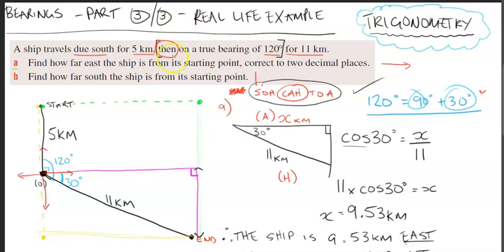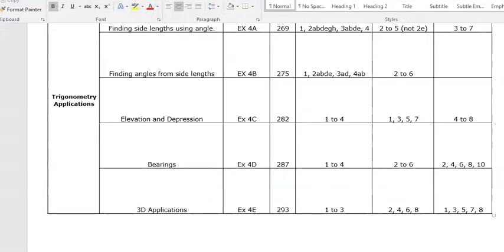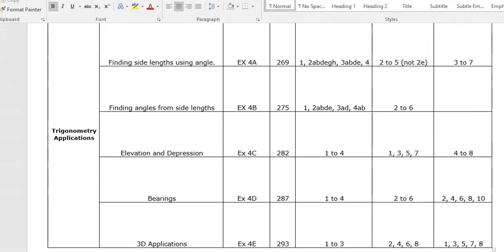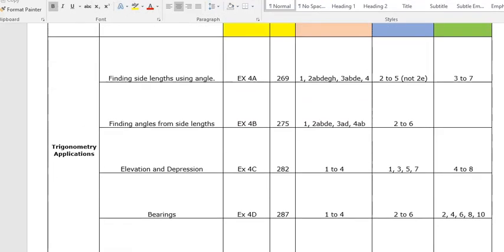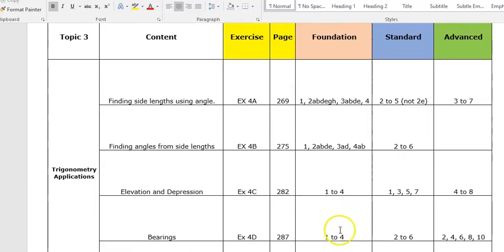For now, your log sheet requires you to do the question 1 to 4 for foundation, 2 to 6 for standard, or 2, 4, 6, 8, 10 for advanced. If you feel not that confident with this topic, probably stick to the foundation type of questions. But if you understood what I was talking about, try standard. Okay, and if you're confident, go for advanced.